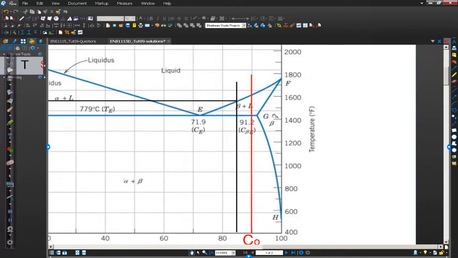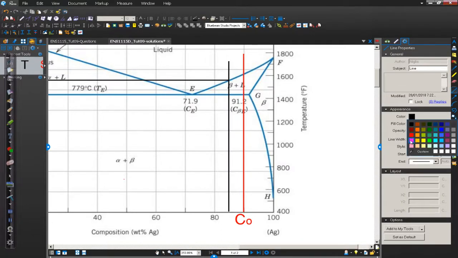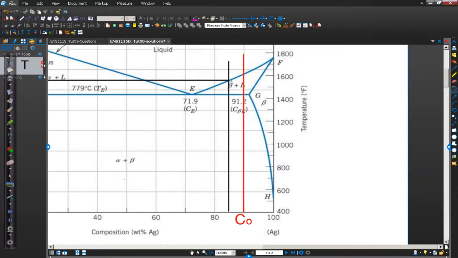So to find out the composition of beta phase, I need to draw a tie line here. So I'll go ahead and draw a different color tie line. Maybe a nice bright pink. So I'll draw a magenta tie line. So that is my tie line. So the point at which it intersects the solvus line, if I extend that down, that is the composition of the beta phase. So I'm going to draw another extension here.